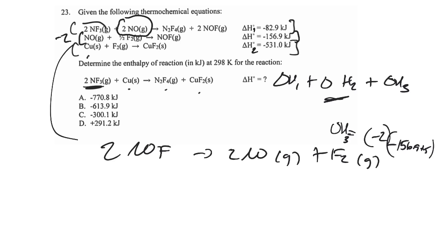So assemble your puzzle, change your delta H's accordingly, take into account flipping with the minus sign, changing the coefficients with the proper value, and solve accordingly.